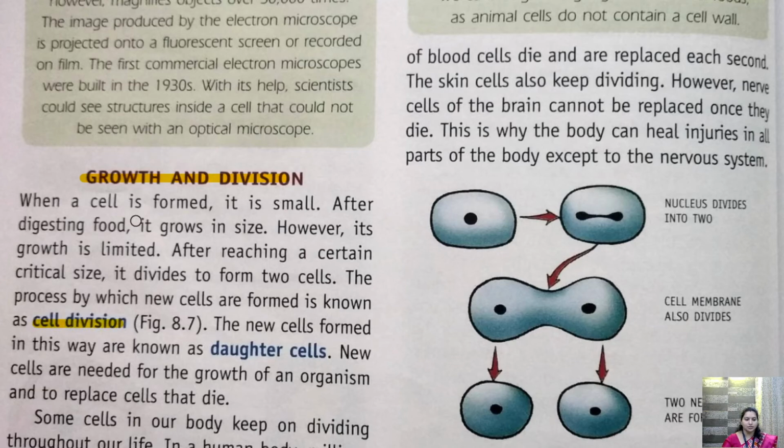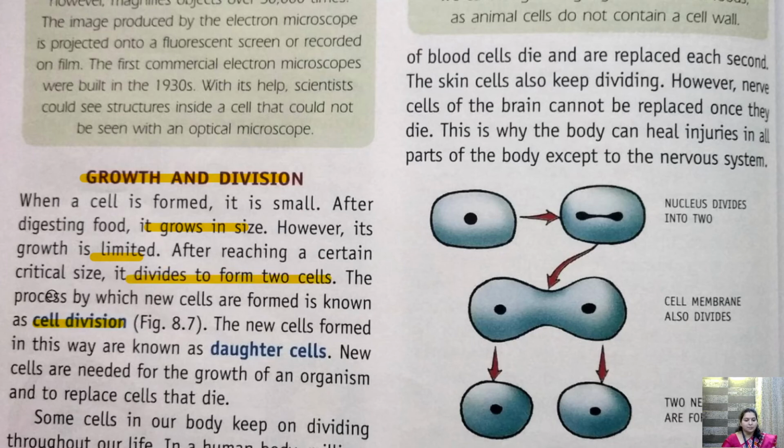Okay, let's see what is written. When a cell is formed, it is small. After digesting food, it grows in size. जैसे जैसे हम खाना खाते हैं, जैसे जैसे एनर्जी मिलती है, वो साइज में बढ़ता चला जाता है. However, its growth is limited. Definitely, सेल की जो ग्रोथ होती है वो लिमिटेड होती है. जैसे हमारी ग्रोथ क्या है, लिमिटेड है. हम हमेशा नहीं बढ़ते हैं. प्लांट्स हमेशा नहीं बढ़ते हैं, उनकी भी ग्रोथ क्या होती है, लिमिटेड होती है. So after reaching a certain critical size, it divides to form two cells.